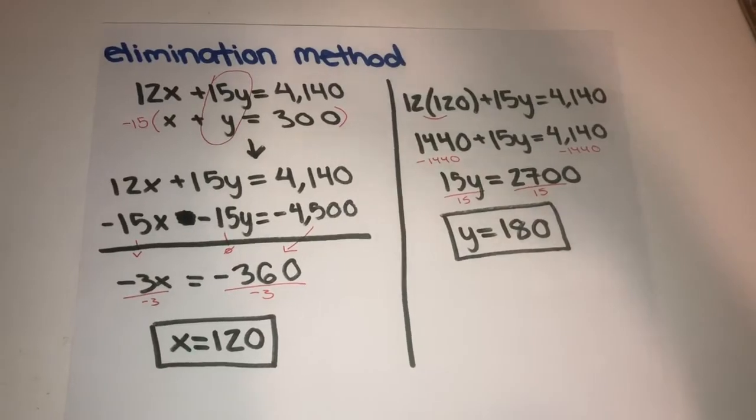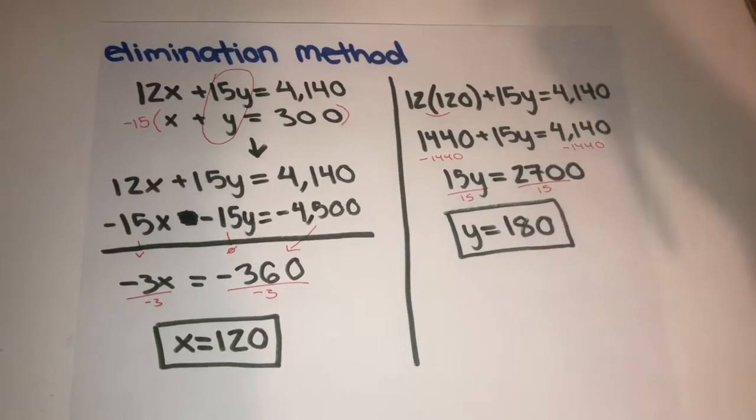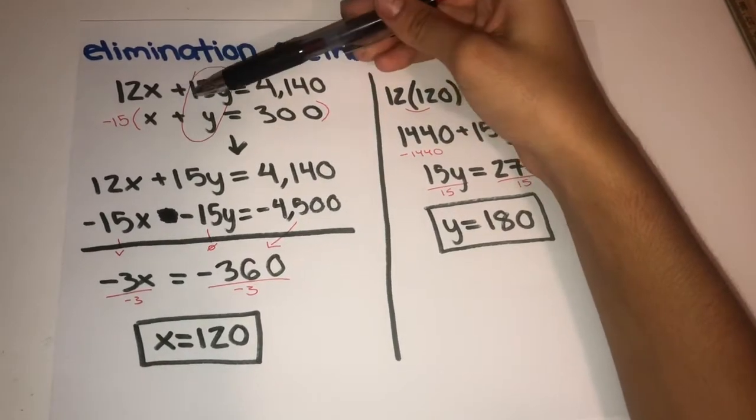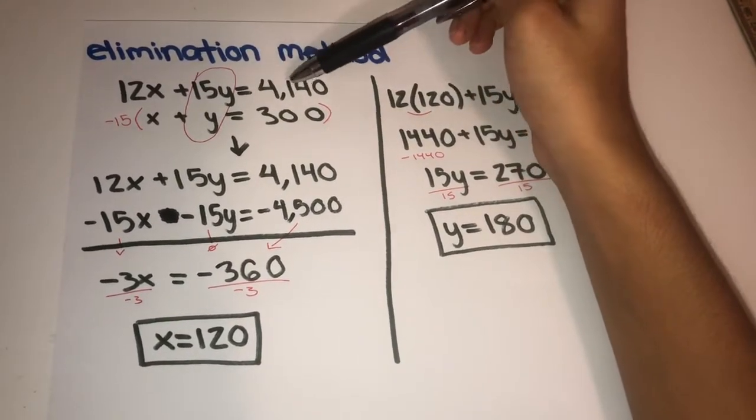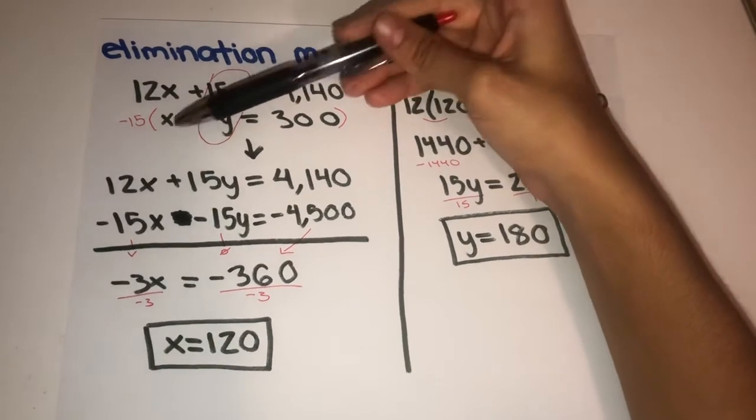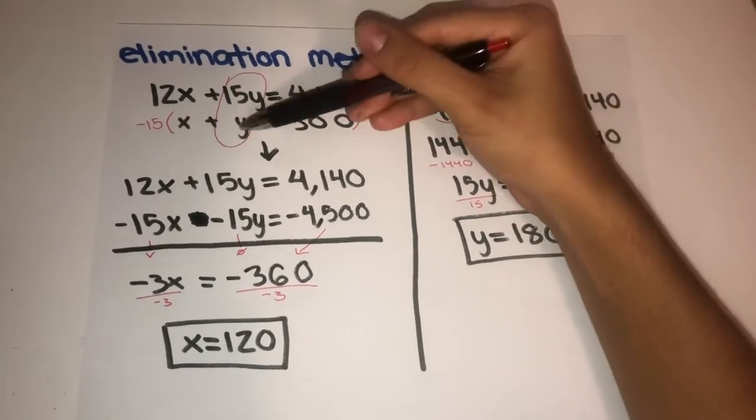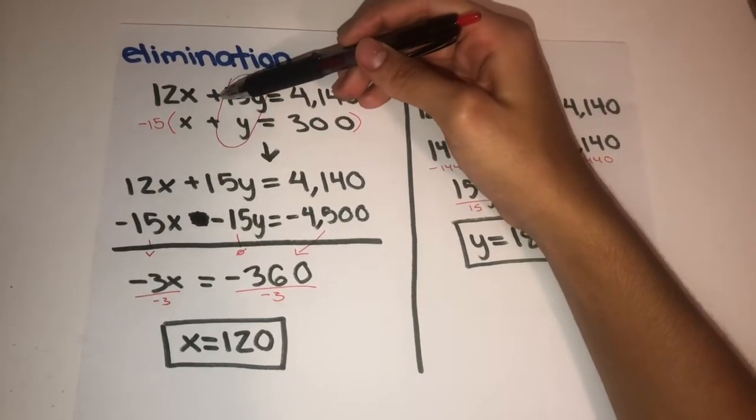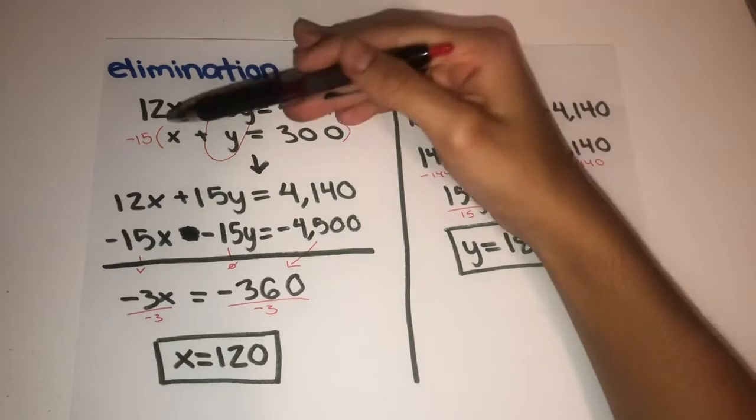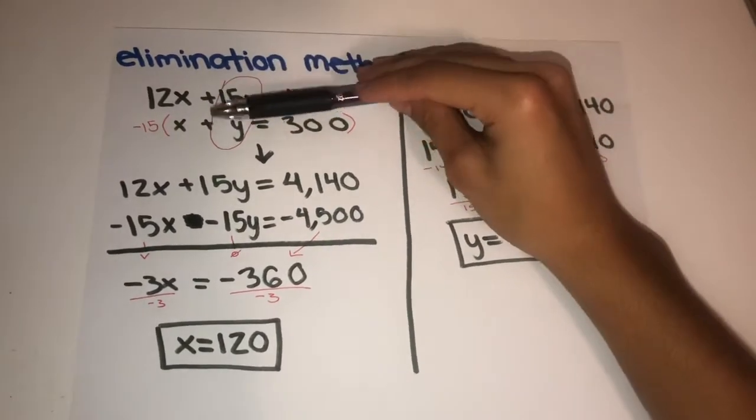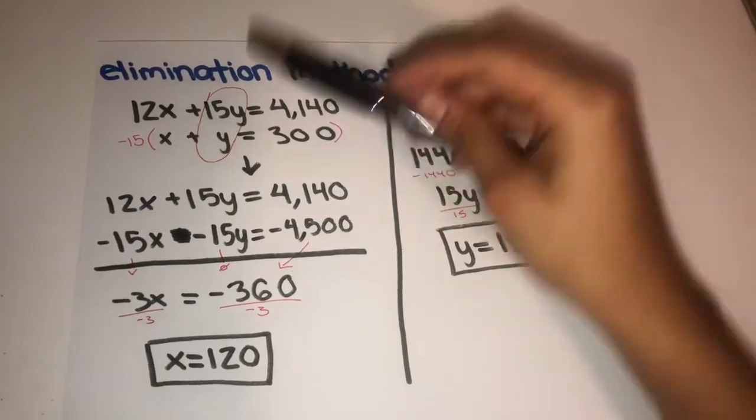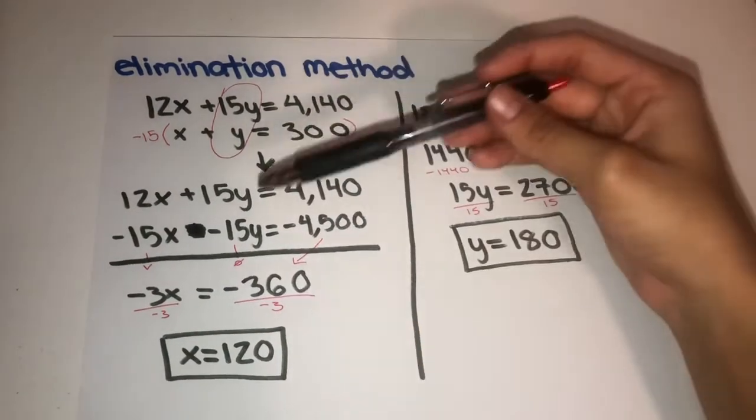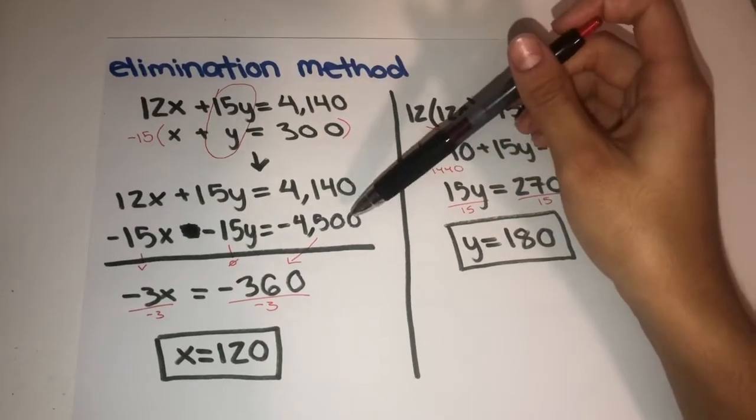Another way to solve is using the elimination method. So we're going to take both equations that we used before: 12x plus 15y equals 4,140, and then x plus y equals 300. We need to match these two together, so we're going to multiply, and it has to be the opposite since this is a positive. So we're going to multiply the whole equation by negative 15. After calculating, it's negative 15x minus 15y equals 4,500.